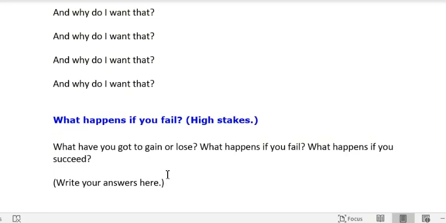You've got to have something you're going to gain or something you're going to lose. Are you going to lose face? Are you going to lose everything? Are you going to look bad in front of, say, your partner or your parents or whatever it is? There must be high stakes there.